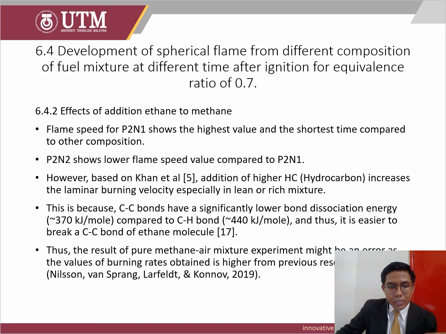lean or rich mixture. This is because carbon-to-carbon bonds have a significantly lower bond dissociation energy compared to carbon-to-hydrogen bonds, and thus it is easier to break a carbon-to-carbon bond of the ethane molecule. Thus, this might show that this research has an error in terms of misconducting the experiment, or a difference in the initial conditions used during the experiments, such as the equivalence ratio, initial temperature, and initial pressure. Previous research has stated that changing these three factors can greatly increase or decrease the burning rate of the fuel-air mixture.